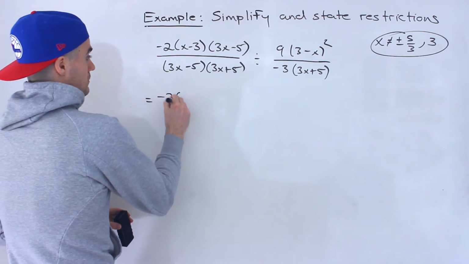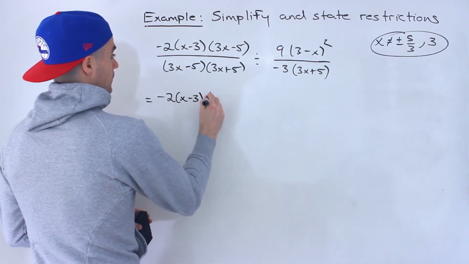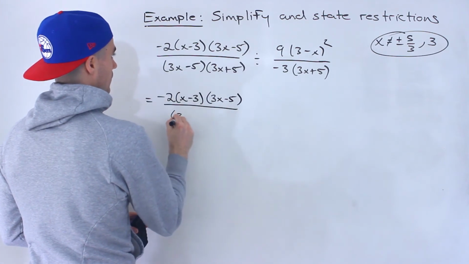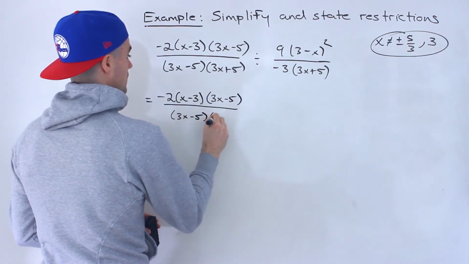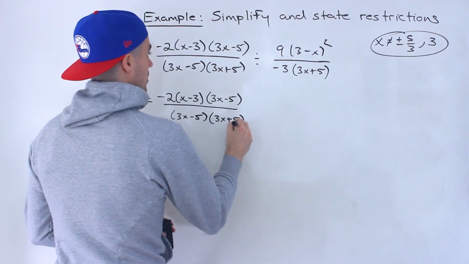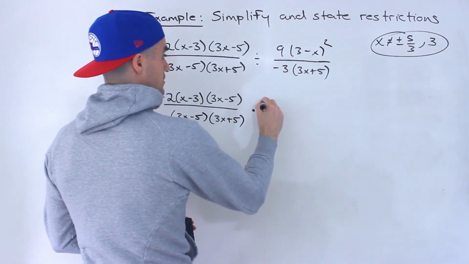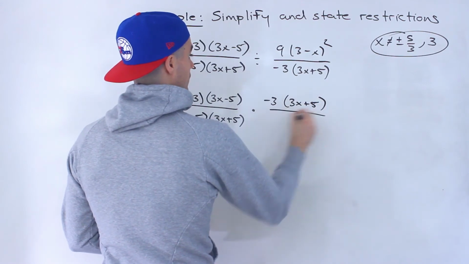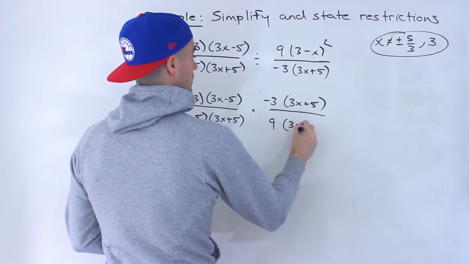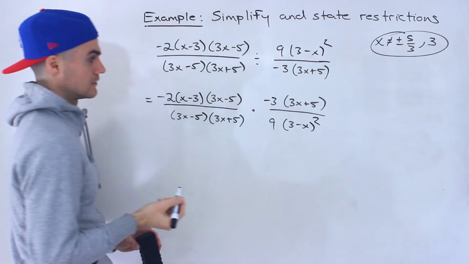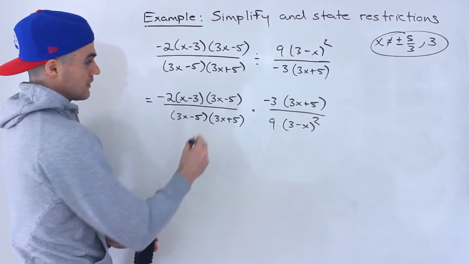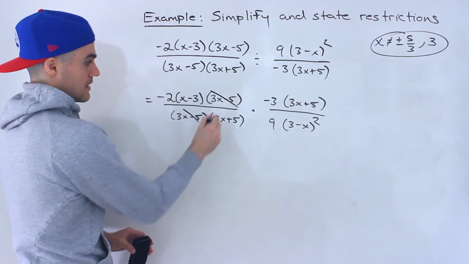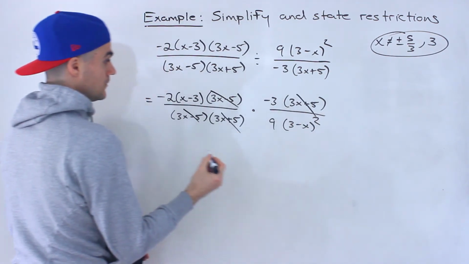So what I'm going to do is I'm going to rewrite this expression here. But then this expression I'm going to flip. So we'll have negative 3 up top, 3x plus 5. And then we'll have 9, and then we'll have 3 minus x squared, like that. And then from here, notice a bunch of things will cancel out. So this and this would cancel out. This and this would cancel out.